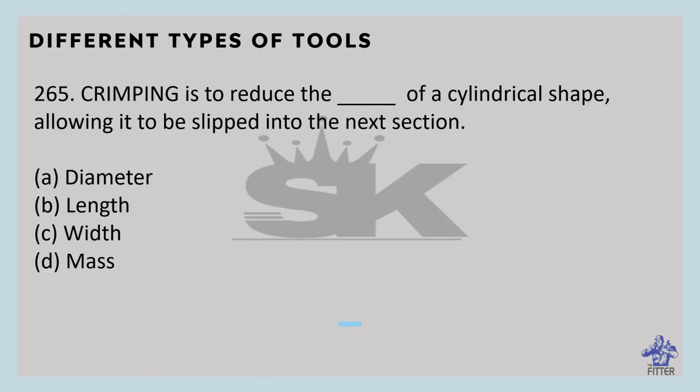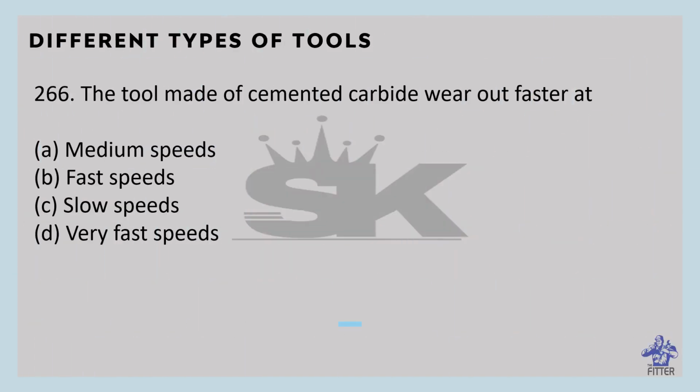Crimping is to reduce the diameter of a cylindrical shape, allowing it to be slipped into the next section. The tool made of cemented carbide wears out faster. It wears faster at slow speeds.